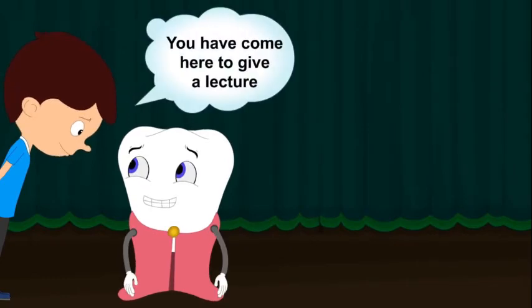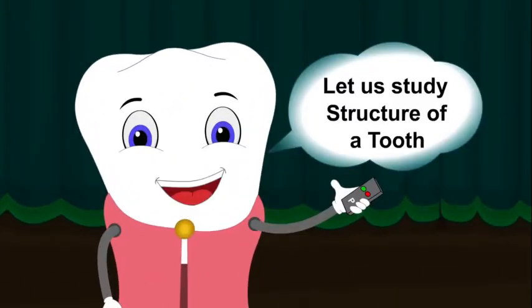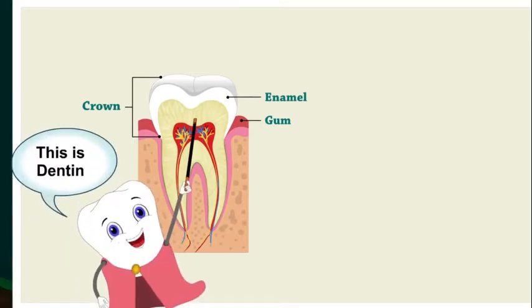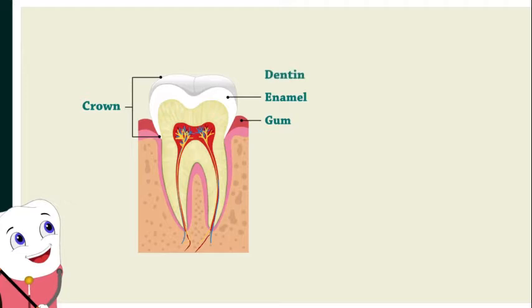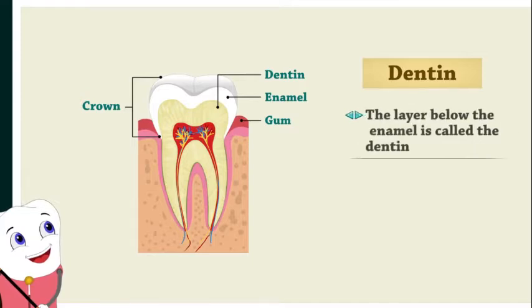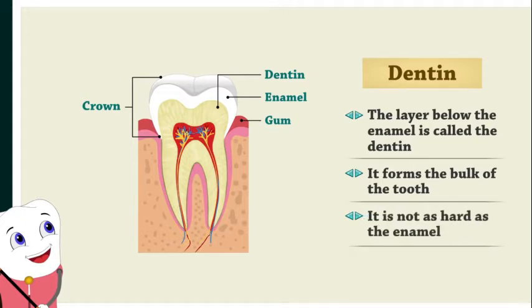You have come here to give a lecture. Let us study the structure of a tooth. This is dentin. The layer below the enamel is called the dentin. It forms the bulk of the tooth. It is not as hard as the enamel.